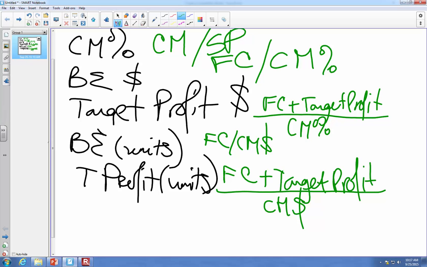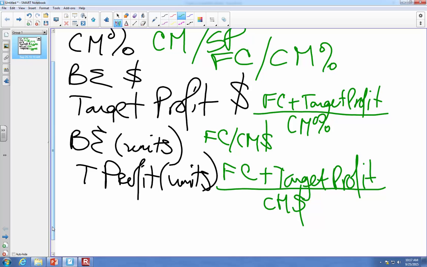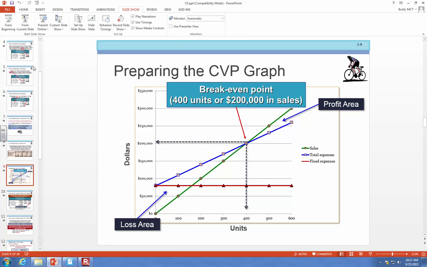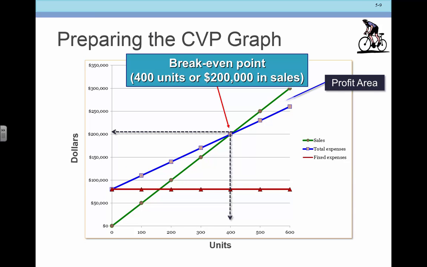Okay, so are we all okay with that? All right, good. That was just kind of a quick review. So one of the other things, they show this in a lot of different ways, but we're responsible for looking at what a CVP graph looks like. We've seen this before, so I don't want to spend a ton of time on it. It should be pretty intuitive to you.